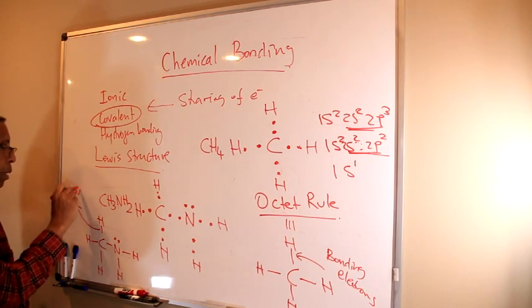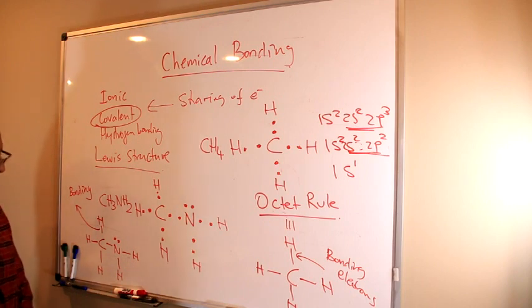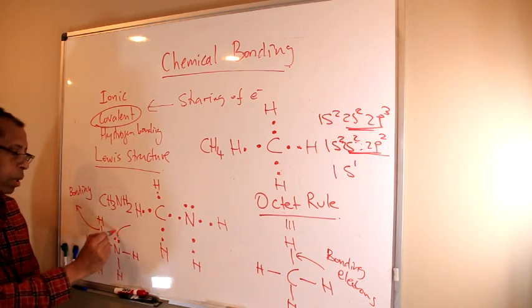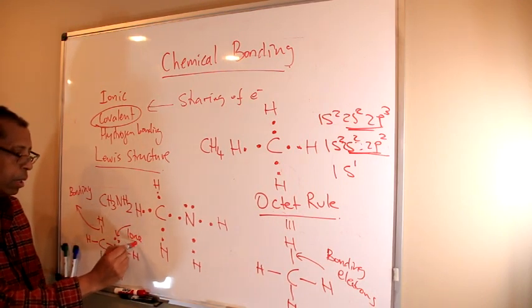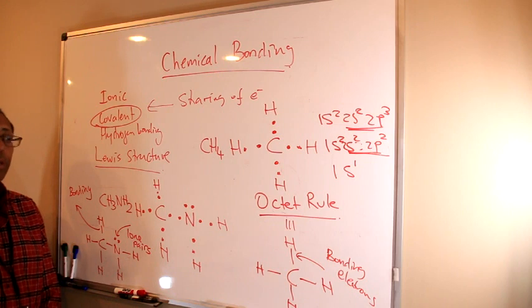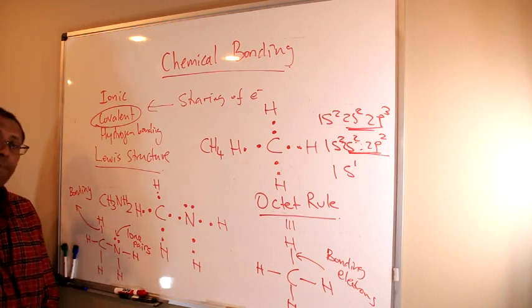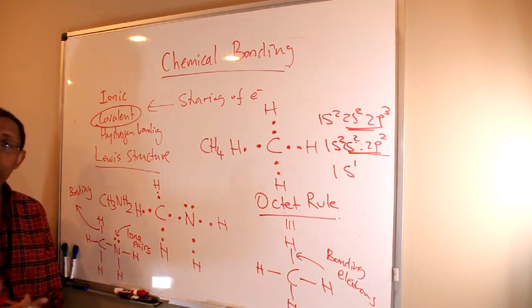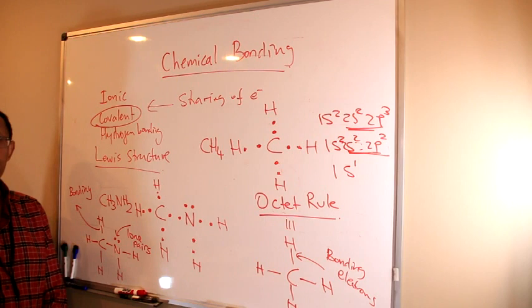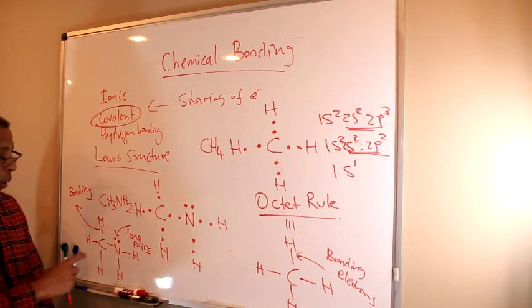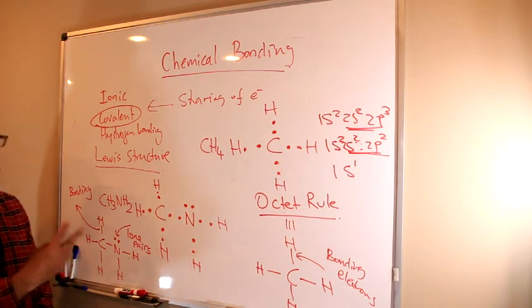bonding electrons, because they make the bond. But there are electrons that are not participating in the bonding. These are called lone pairs. Even though they are not participating in the bonding, you'll see in the future that lone pairs also are important in the reactivity of the compound. Therefore, it is very important for you to know where the lone pairs are, where the bonding pairs are, and so on. And I will also give you one more example of the valence electrons for another compound.